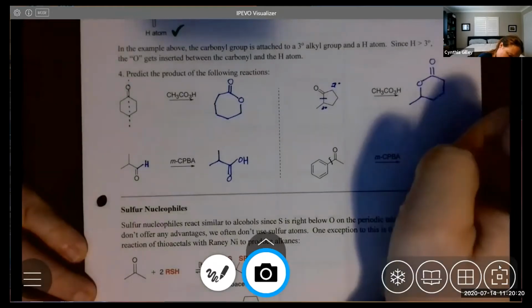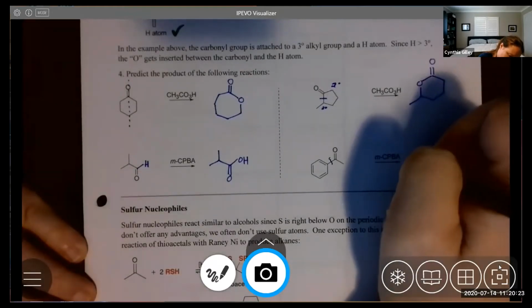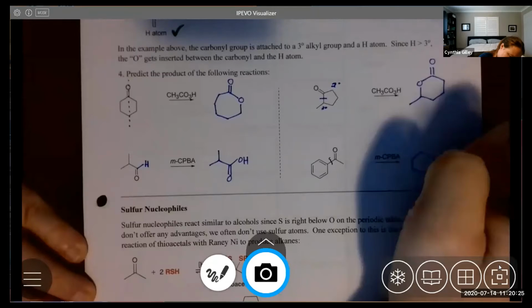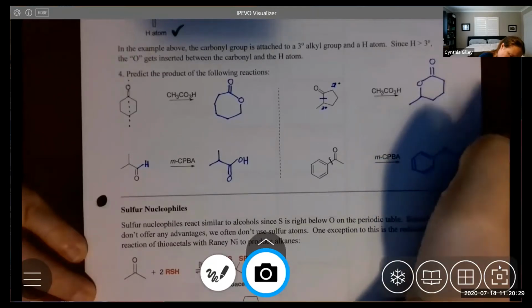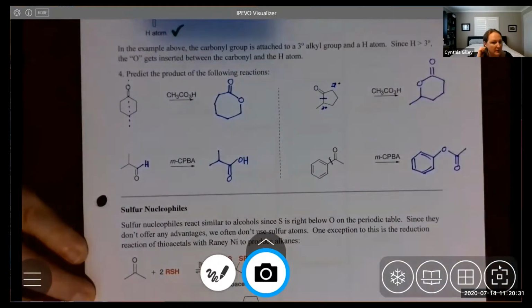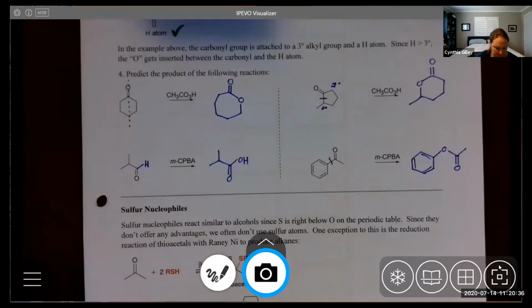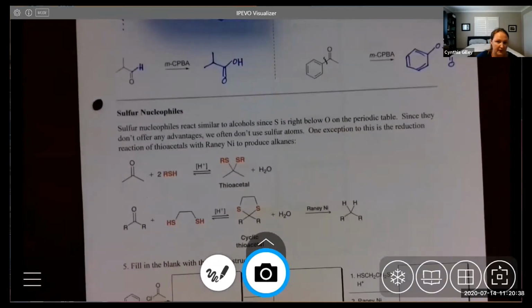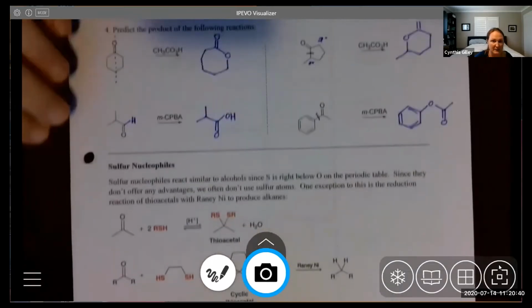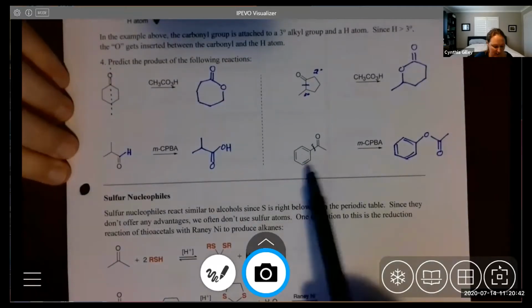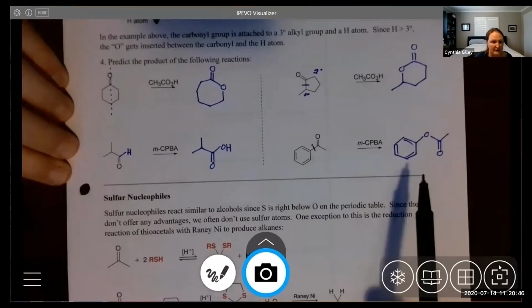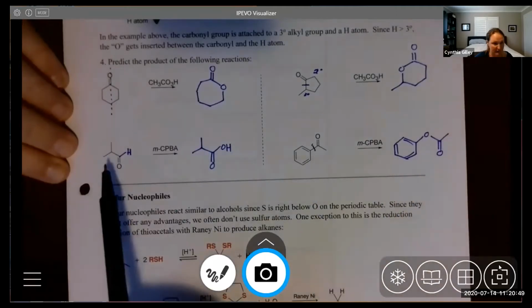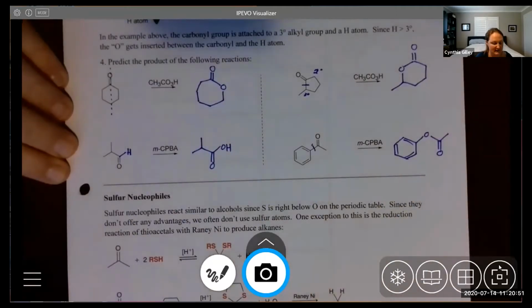And so we're going to insert between that carbon-carbon bond with the phenyl. So we end up with an ester. So you can think about, this is a pretty cool reaction, because it would be hard to think of any other way to do that besides the Baeyer-Villiger oxidation. But we have other ways to convert aldehydes to carboxylic acids.